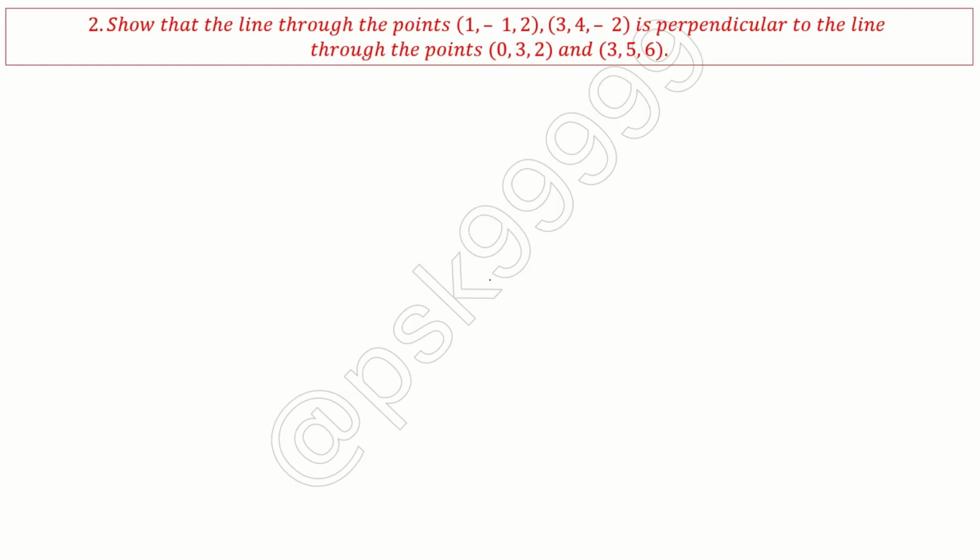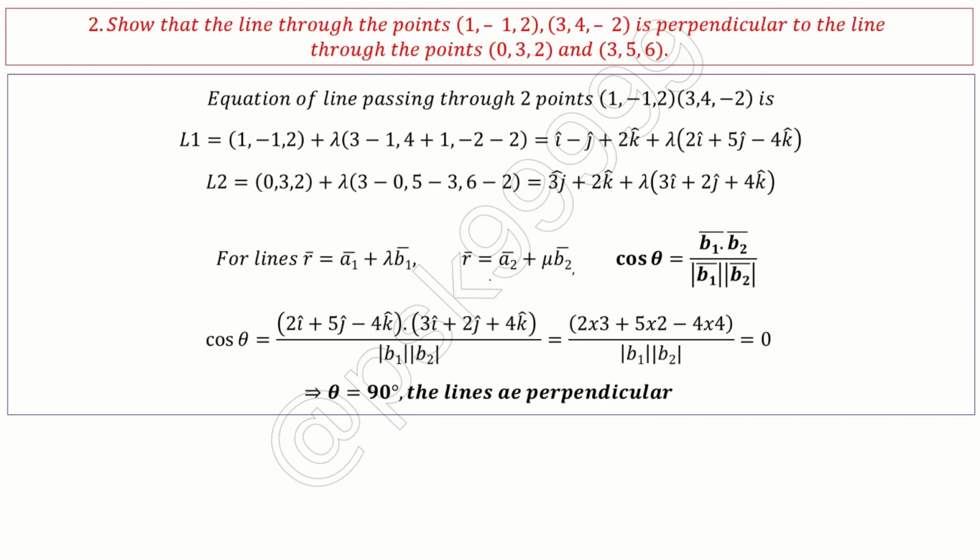Show that the line through the points 1 comma minus 1 comma 2 and 3 comma 4 comma minus 2 is perpendicular to the line through the points 0 comma 3 comma 2 and 3 comma 5 comma 6. So they gave 2 points for each line. So I can construct two line equations easily, right? And then check the perpendicular condition again from the direction cosines. So the equation of the line passing through the first 2 points is this one.